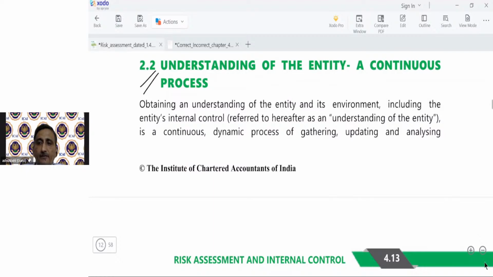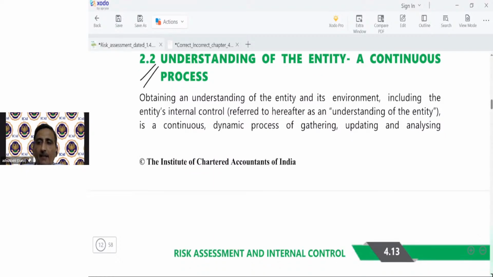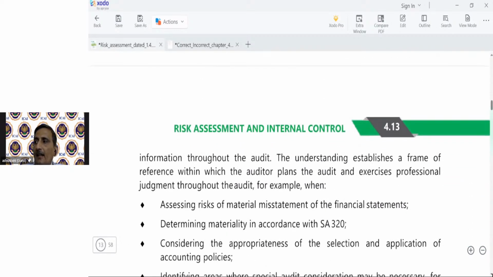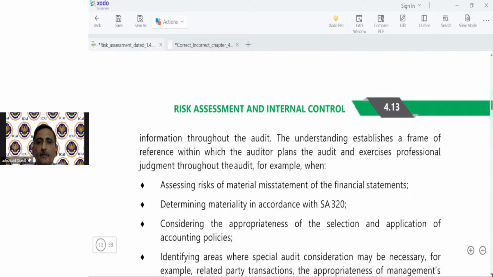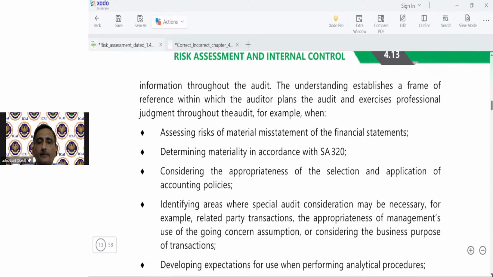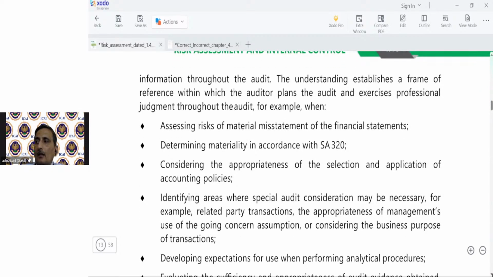Yes guys, so the screen is visible to you. The module chapter is clearly visible. Both the topics are overlapping. So, Darshan, you are saying correctly.